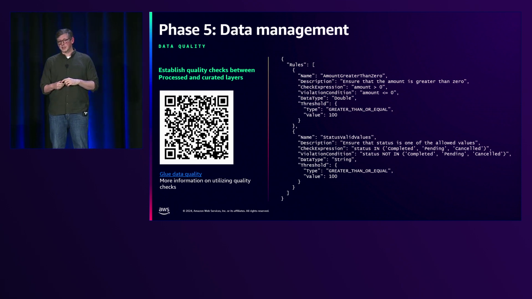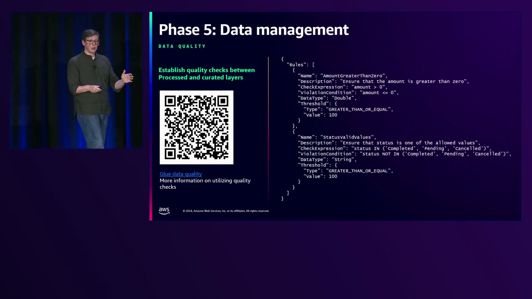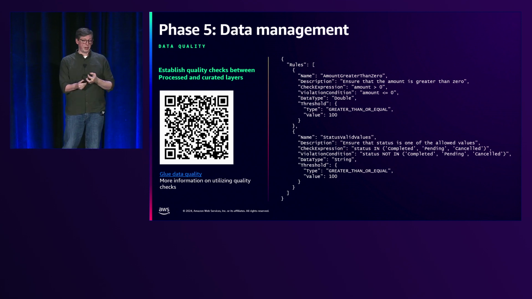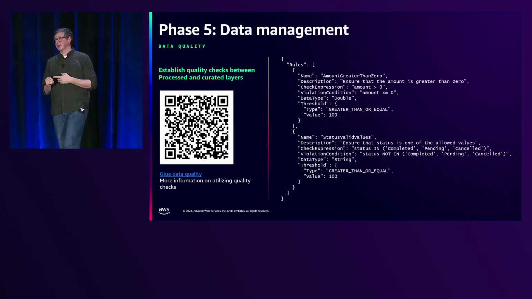Of course, the quality of our decisions is determined by the quality of our data. As data is moving between these raw, processed, and curated layers, we want to make sure that we're monitoring, alarming, and fixing issues as we find them. Glue data catalog can be used to validate the correctness of our data. Things like, do columns have expected values?